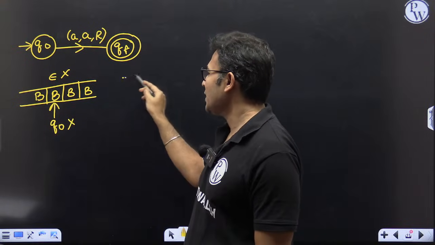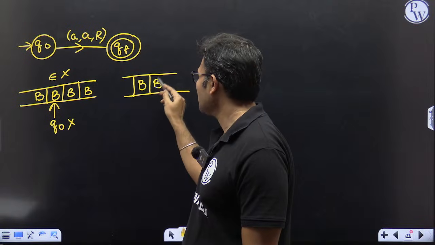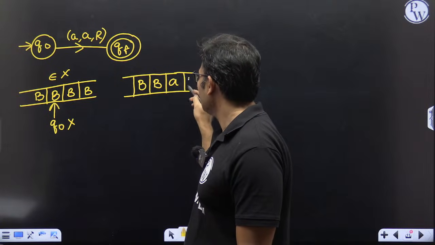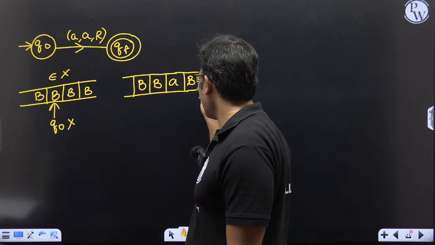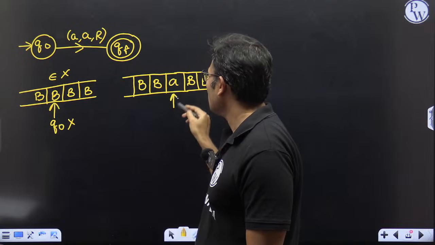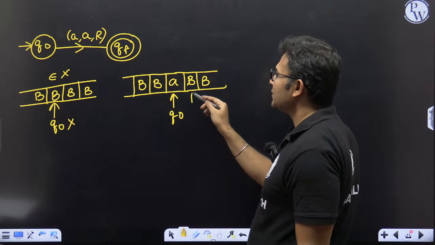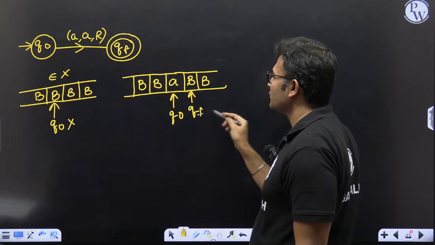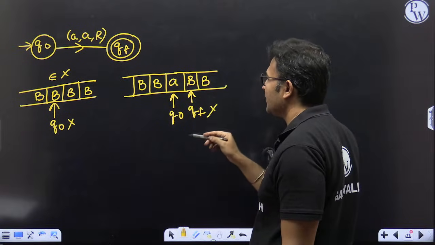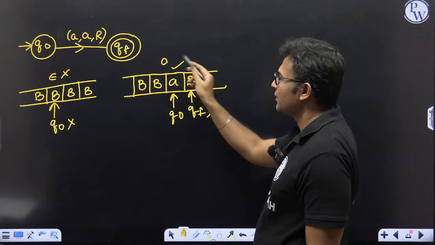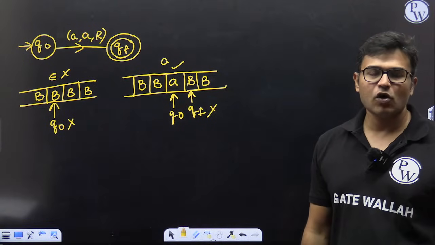Now, let's see for A and see what happens. Blank, blank, A, blank, blank. Now, Q naught is seeing A, then it is leaving A as it is, moving right and entering QF, and QF on blank is not defined, so the machine will halt here and A is accepted.